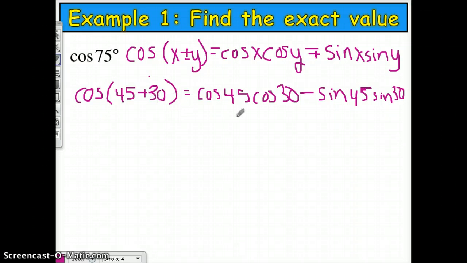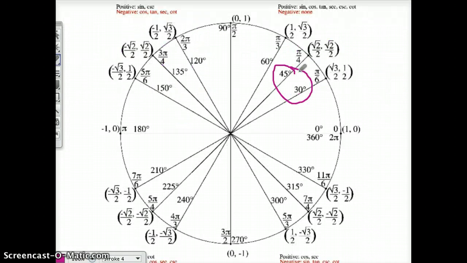Okay. Now, your next step is to plug in the actual trig values for these four things here. So cosine 45, cosine 30. Looking at the unit circle, the cosine is the x value. So the cosine of 45 is root 2 over 2, and the cosine of 30 is root 3 over 2.